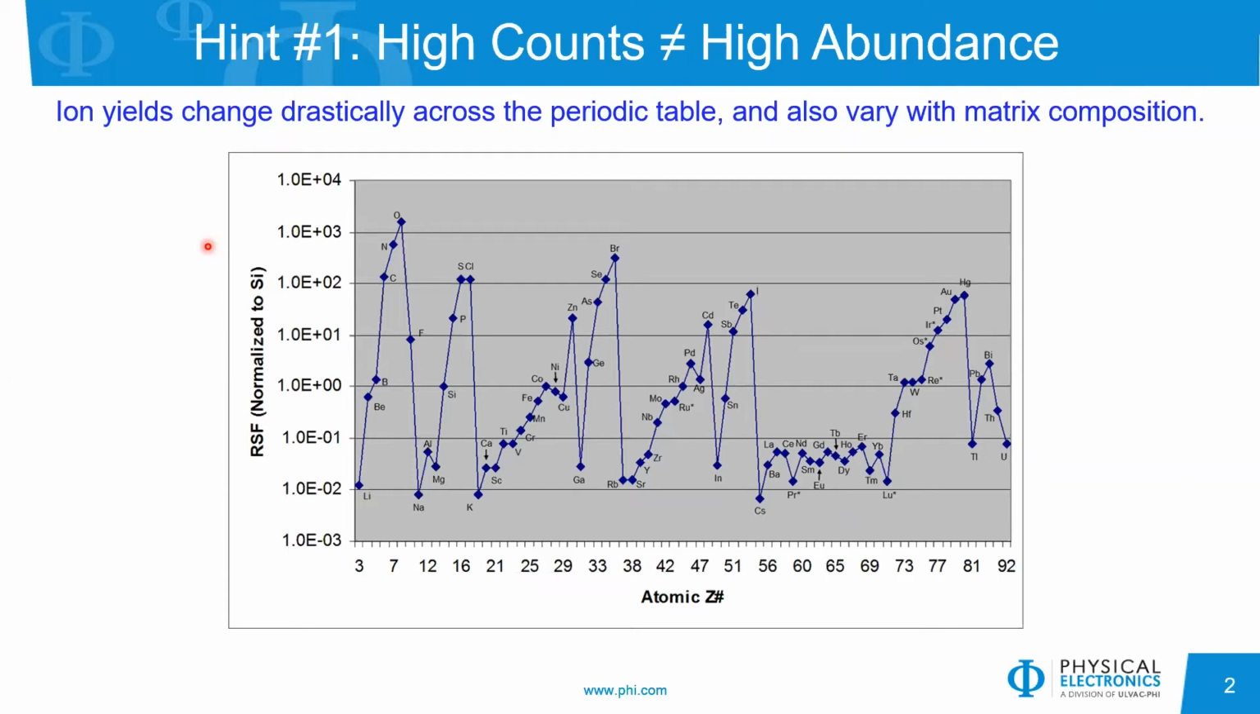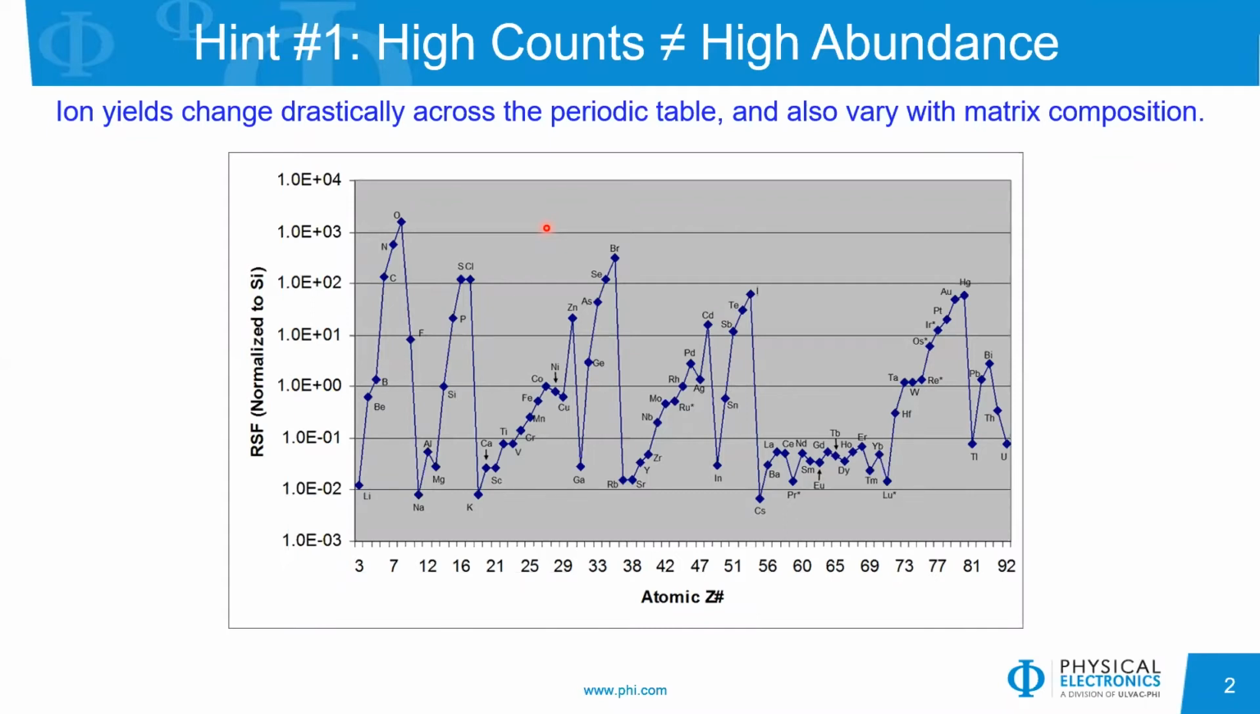If we look at this table here, what we're showing is, as a function of atomic Z number, how the ion yield changes across the periodic table. Down at the bottom here, lithium, sodium, potassium, cesium, these elements have a very high ion yield in the positive ion polarity, and generally a very low or zero ion yield in the negative ion polarity. On the other hand, elements like oxygen, sulfur, chlorine, bromine, iodine all have very high ion yield in the negative ion polarity and very little or none in the positive ion polarity.